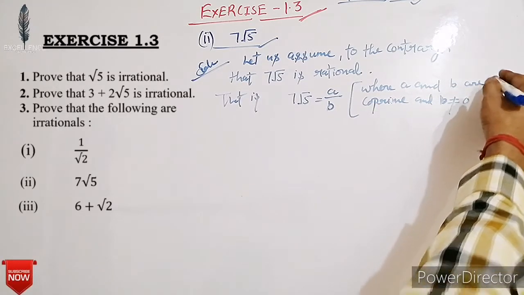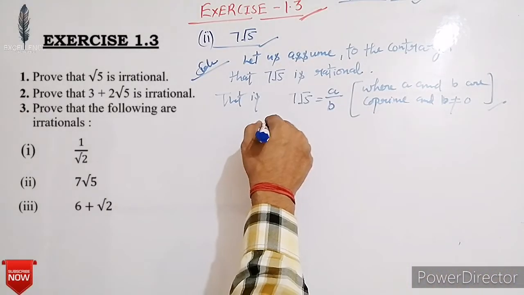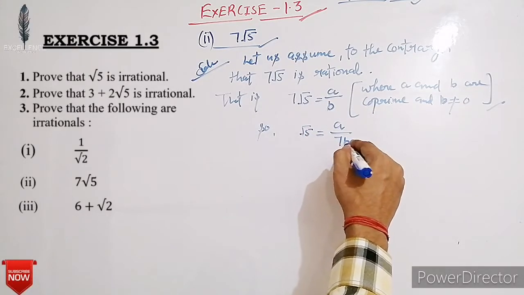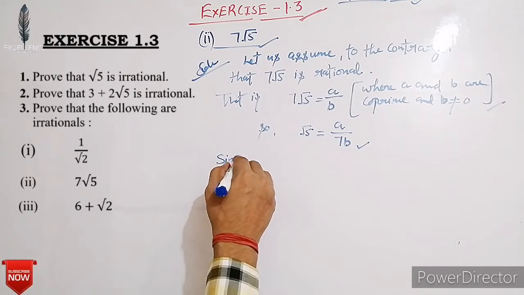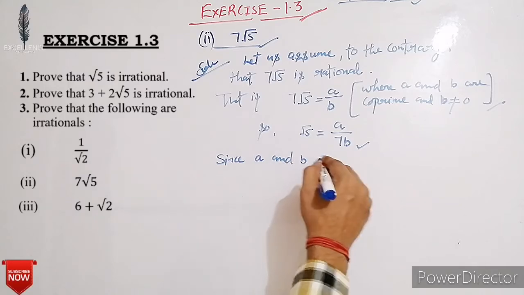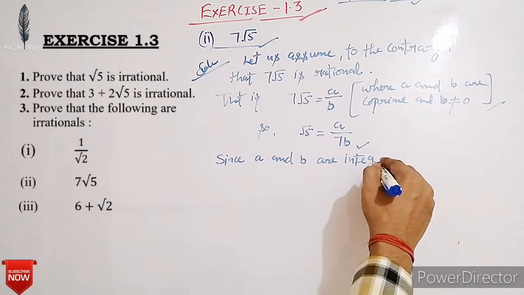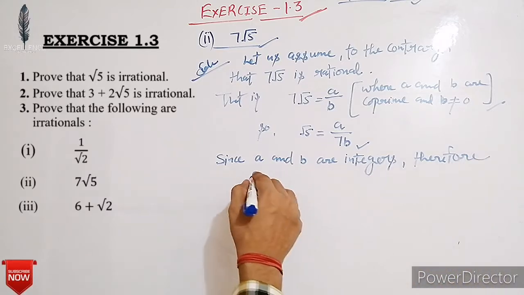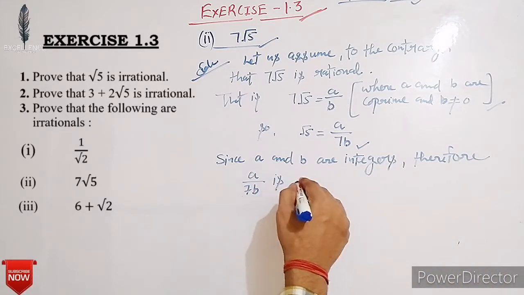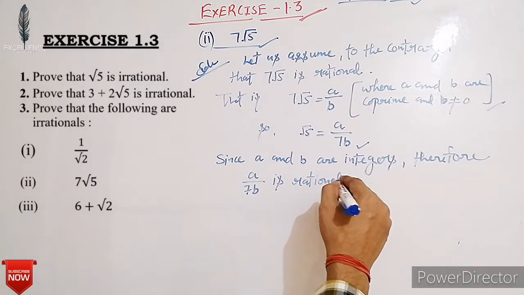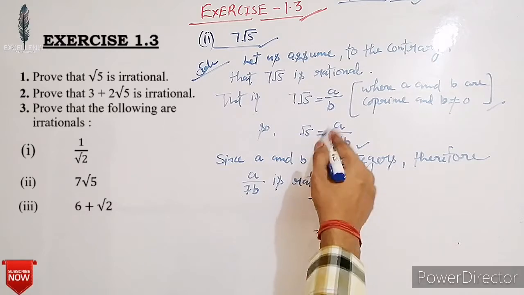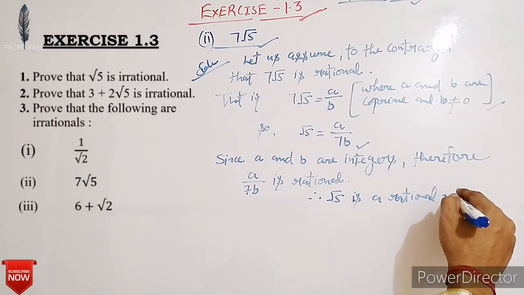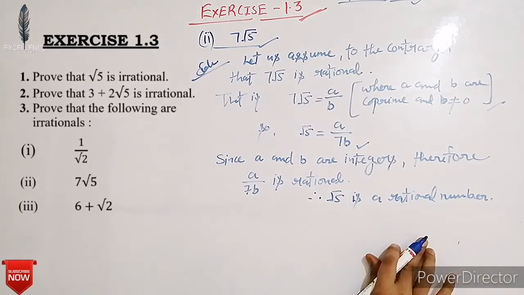Okay, so here √5 equals a/(7b). Okay, since a and b are integers, therefore a/(7b) is rational. So here √5 is a rational number.